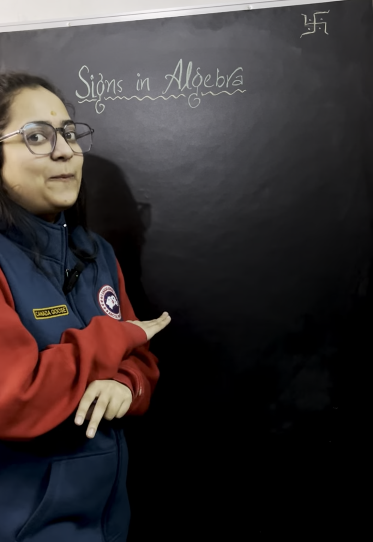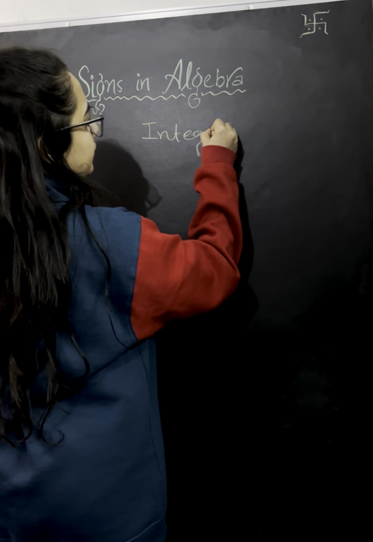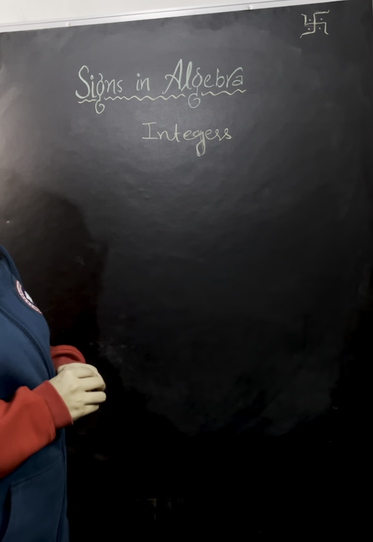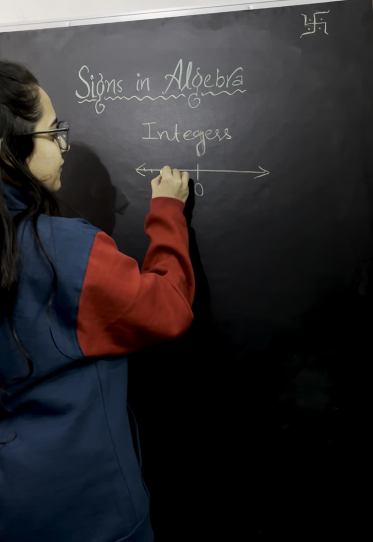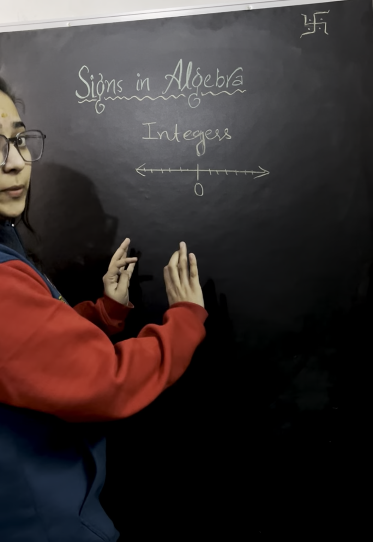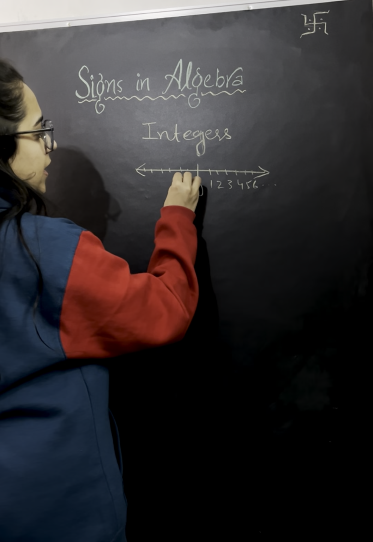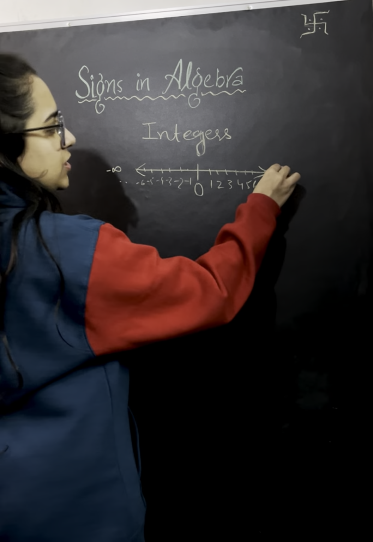So signs in algebra. Now, I'm not sure what my subscriber was asking for particularly, so I'm going to start from the basics. Let's talk about integers. As we have already discussed in the number system, if you haven't watched, you can watch my video. What are integers? Including 0, all the negative numbers and positive numbers without the decimal ones. Just normal numbers like 1, 2, 3, 4, 5, 6, and so on. And here, -1, -2, -3, -4, -5, -6, and so on. This goes up to negative infinity. This goes up to infinity.